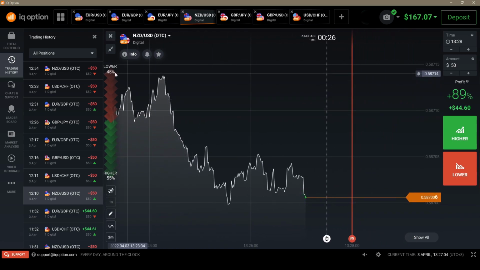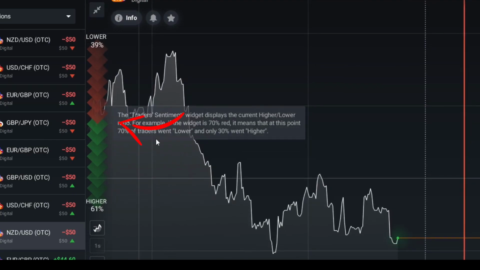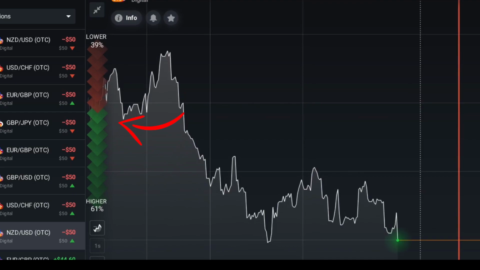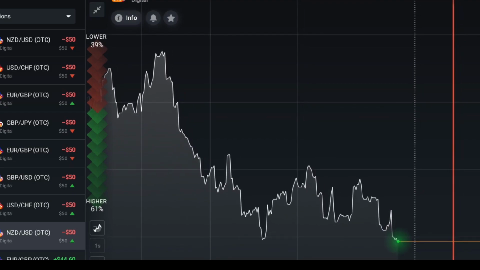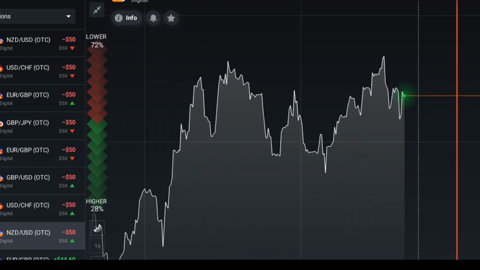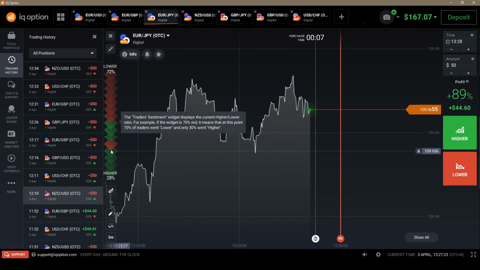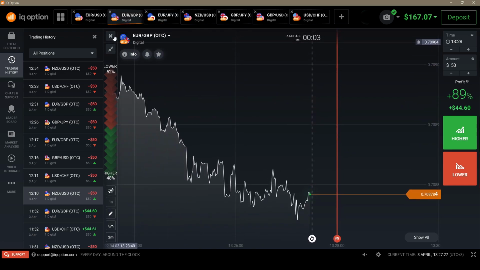Here is the trader's sentiment, at the left corner of the platform. It states the lower percentage and the higher percentage. The higher the percentage, the more traders go with it. For example, if the trader's sentiment lower percentage is higher than the higher percentage, then it is the best time to sell. You can also add another indicator to filter.